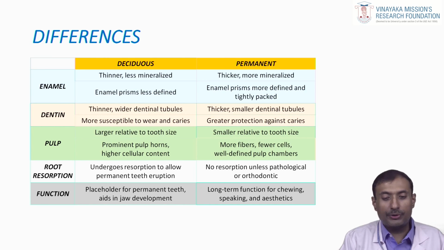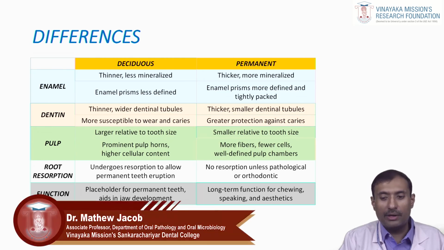Next we have the root resorption. There is physiological root resorption which occurs in case of deciduous teeth. As I mentioned, we have the permanent tooth bud which will follow the eruption, that space. So therefore, it undergoes resorption, allowing the eruption of the permanent teeth. In permanent teeth, there is no resorption unless it is pathological, or maybe due to orthodontic treatments, which again is pathological. Now pathological again will be internal or external resorption.